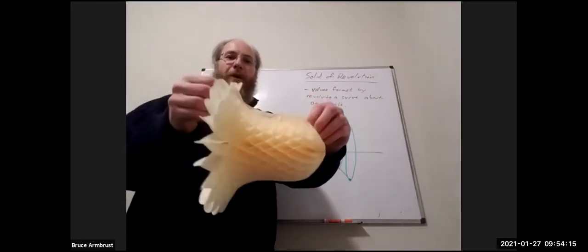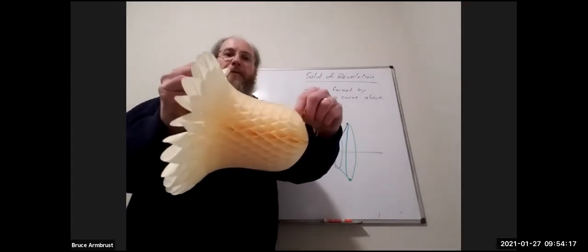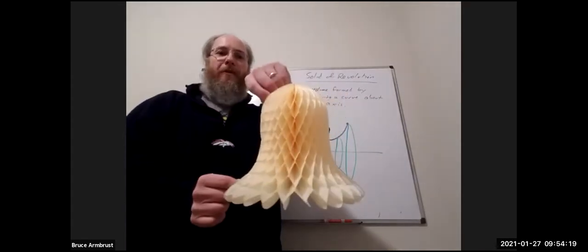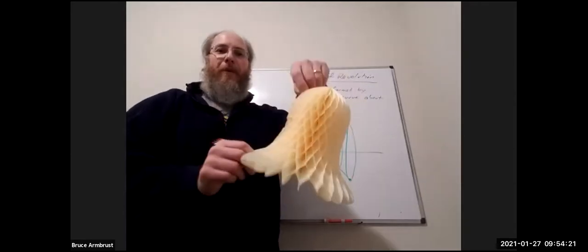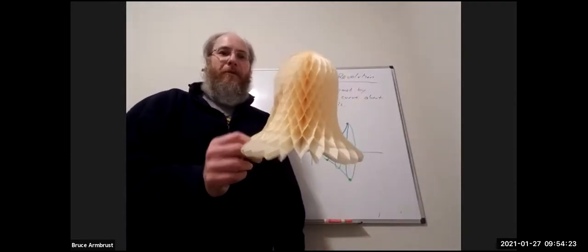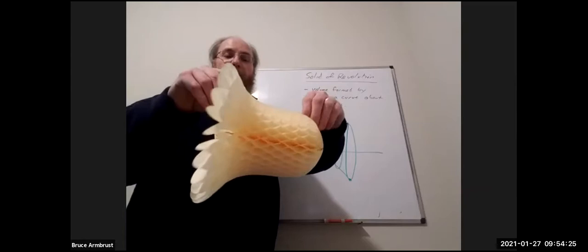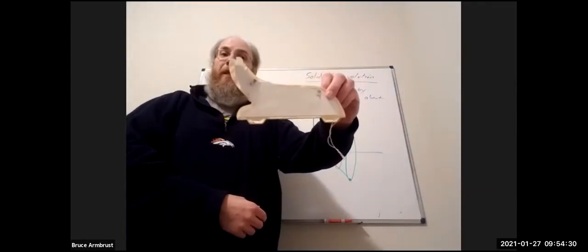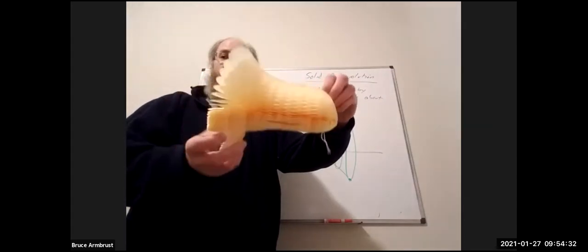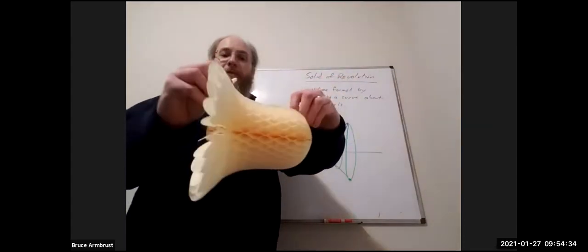All right, so I'm back to where I started. And notice that I now have a three-dimensional shape. That's a bell. Right? So here's another solid of revolution that came from rotating this planar region about an axis.